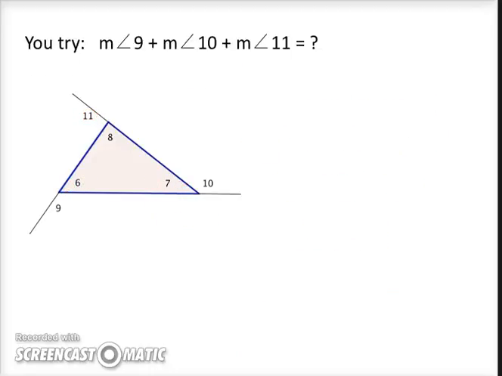Now you try one. Suppose the measure of angle 9 plus the measure of angle 10 plus the measure of angle 11 are all added up. What would that have to equal?